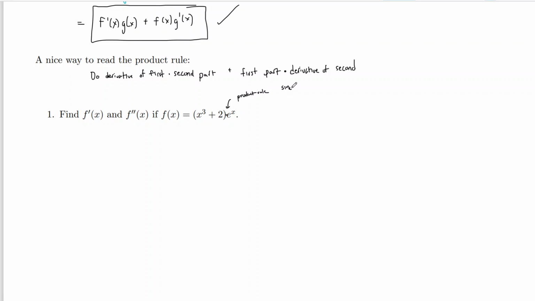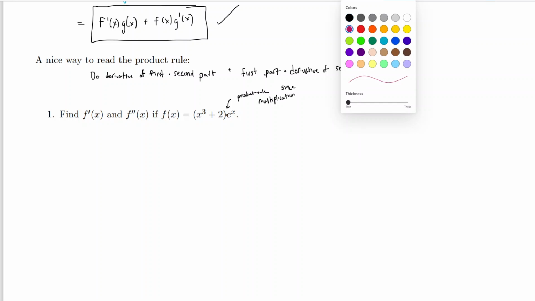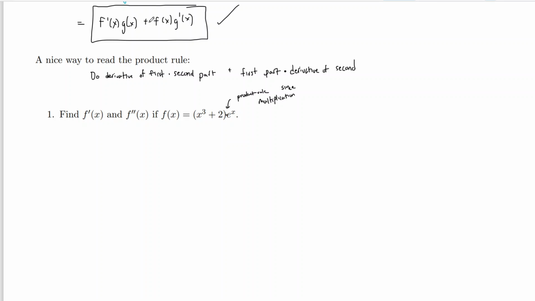And the easiest thing to remember is product rule. Product means multiplication, so if you're multiplying functions, you're going to use the product rule. Now what I like to do is actually box in, or underline, just identify very clearly what am I using as my first and my second part.